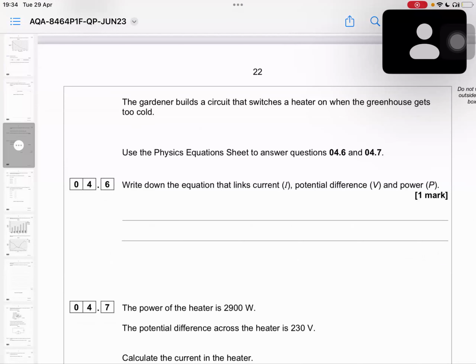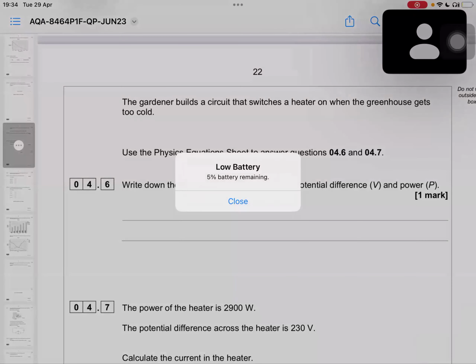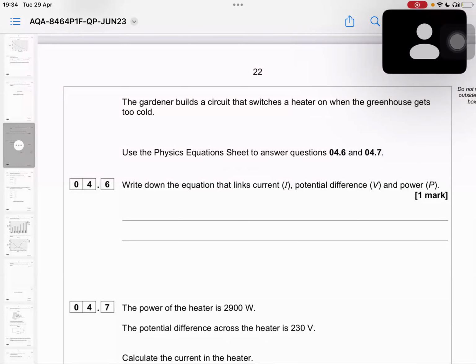It says the gardener builds a circuit that switches a heater on when the greenhouse gets too cold. Oh, your battery is low. Okay. Use the physics equation sheet to answer questions 04.6 and 04.7. Write down the equation that links current, potential difference, and power. Okay. I think that formula is P equals IV, right?